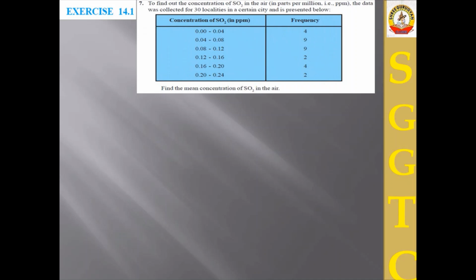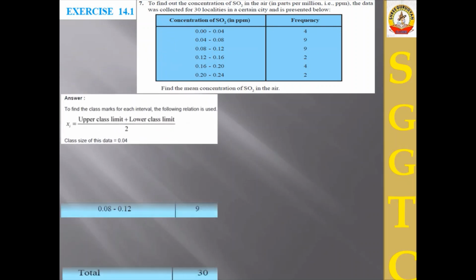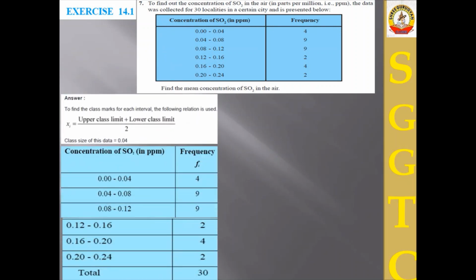14.1, same as before, now the concentration of SO2 in ppm. Ppm means parts per million. Yes, students, and the frequency is already given. First of all, add all the frequency values. Here the class size is 0.04, students, because the gap in every class interval is 0.04. And adding the frequencies, you get 4 plus 9 plus 9 plus 2 plus 4 plus 2, which is 30.